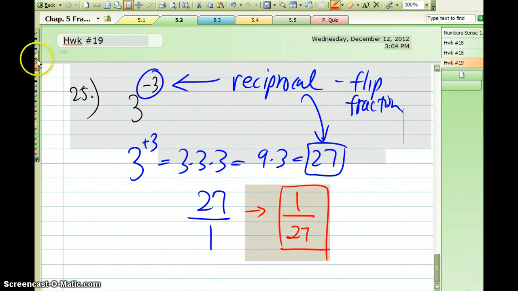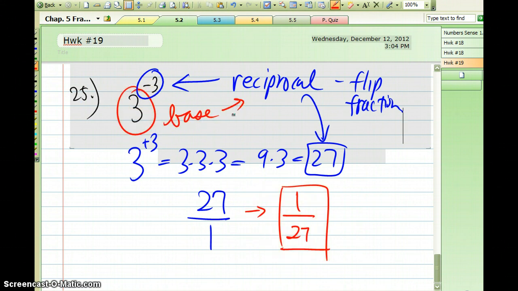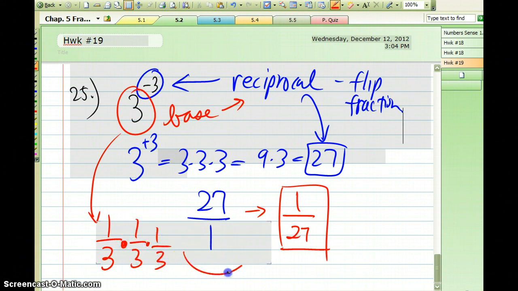What also is happening here is that I take the reciprocal of the base. So the base is becoming 1 over 3, and then I'm multiplying that 3 times. Okay, so that's how I also get to my answer, 1 over 27. This is also the same for problem number 28.